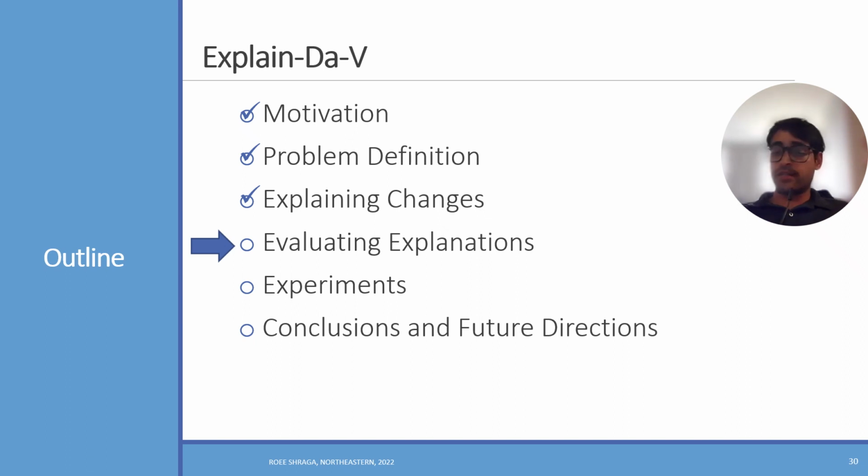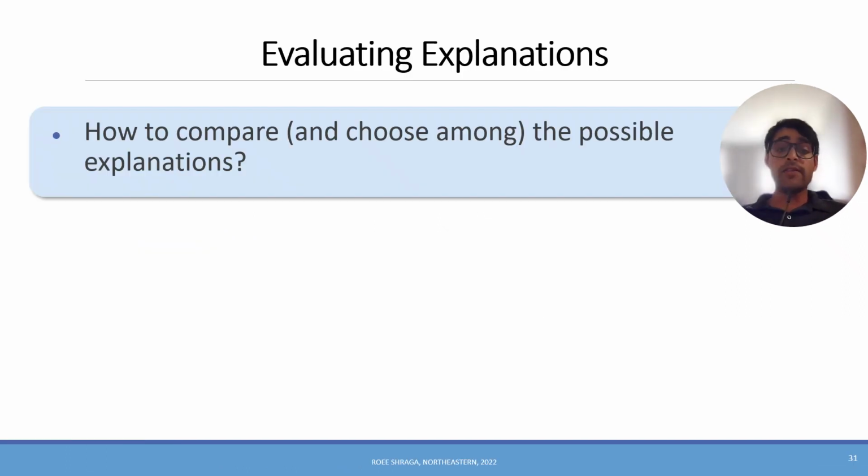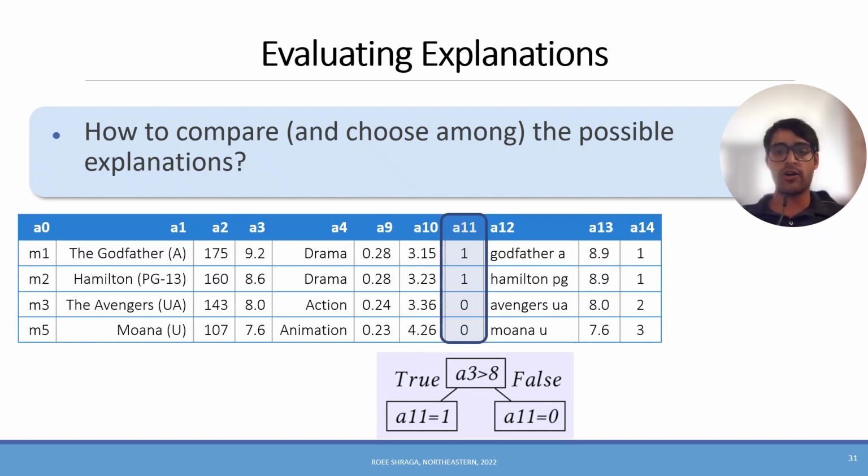When we look at evaluating the explanations that are generated, we look at a few main components. And specifically, the main question that we ask ourselves is, how do we compare among possible explanations? So let's look back at our example, and here is a new example that introduces a few additional columns to our data. And specifically here, we have A11 that basically looks at attributes or movies that have a rating over 8. Right, so let's look here. 9.2 was assigned with 1, 8 was assigned with 0, 7.6 was assigned with 0, and so on.